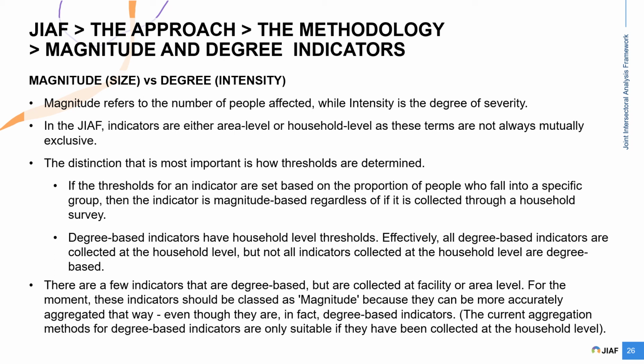More rarely, and this is where it gets quite tricky, there are a few indicators that are degree-based, so intensity, but are collected at facility or area level. For the moment, these indicators should be classified as magnitude because they can be more accurately aggregated that way.